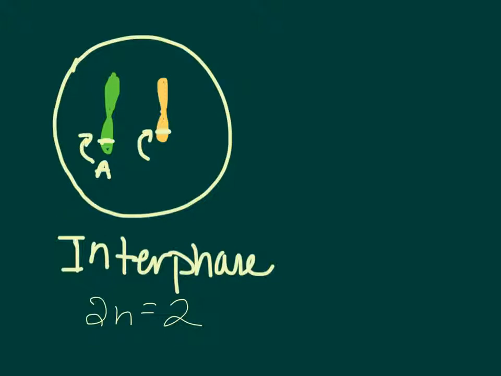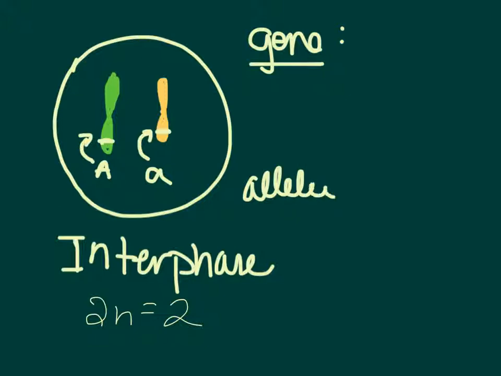Now remember, it does not have to be the same as the copy that came from mom. Dad may have provided a different version of that gene. So here we'll say dad provided lowercase a. What's the name for different versions of a gene? There we go. Oops, I added an extra E on allele.